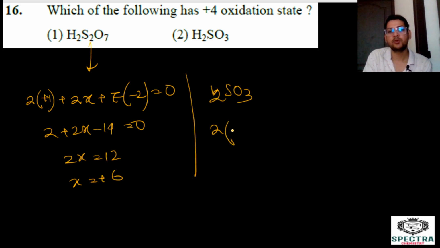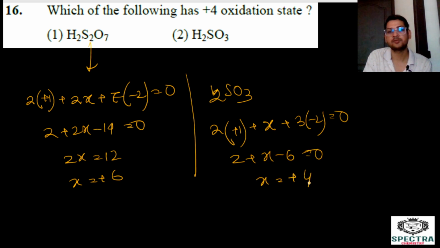H2SO3. So 2 into +1 plus sulfur is x plus 3 into -2 equal to 0. So 2 plus x minus 6 equal to 0, x equal to plus 4. So +4 oxidation state is option number 2. It's so easy, right? We don't have to waste time here.